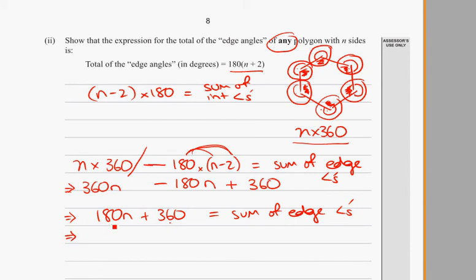Common factor inside both of those terms is 180. We bring that out the front, leaving me with n plus 2. Equals the sum of the edge angles, which is what we were asked to prove.